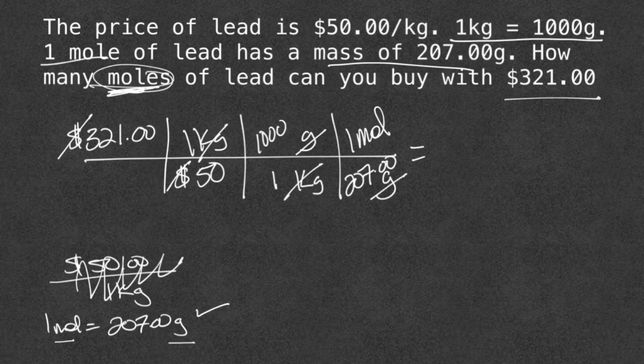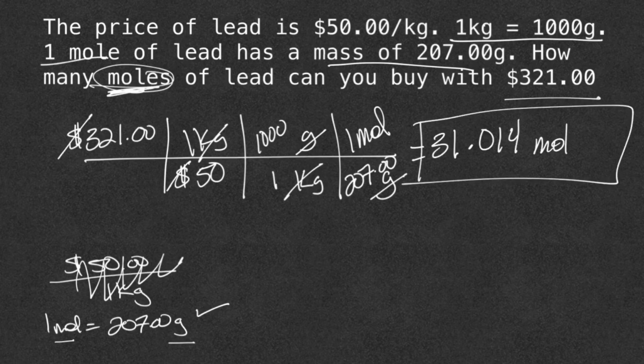I've got 321. My very next number is on bottom, so I'm going to divide 50. My next number is on top, so I'm going to multiply by 1,000. And my last number is on bottom, so I'm going to divide again 207.00 equals. How many moles? We've got, oh gosh, that's 5 sig figs. 5 sig figs. So we need 5 sig figs. 31.014, and that would be moles.